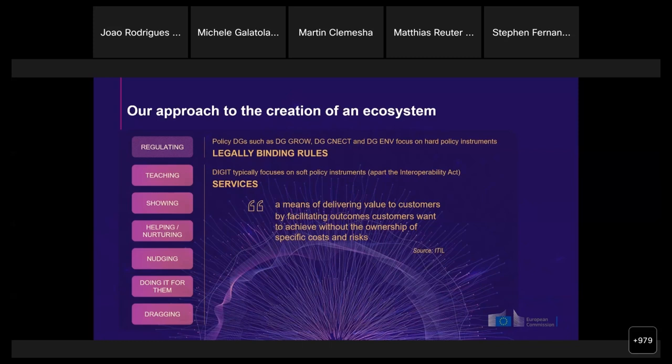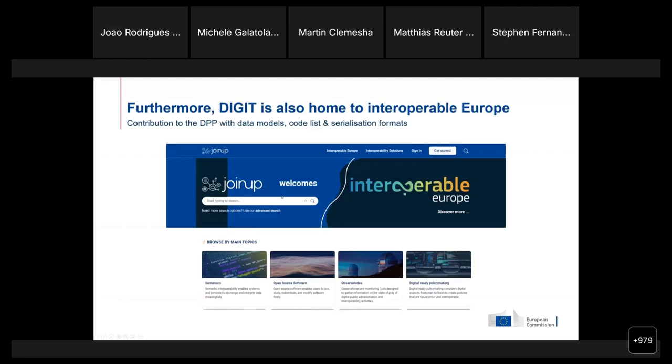Now, another part of DIGIT that you might know about is the Interoperable Europe part, which I show on my screen, and they also want to help the DPP with data models, code lists, and serialization formats. We will not have time to address this part today. We will only talk about the generic design of the DPP, which is already not bad. So let's start with the first considerations.